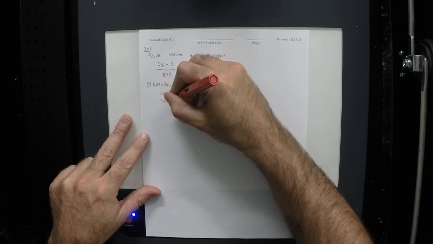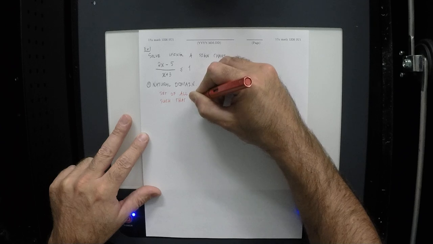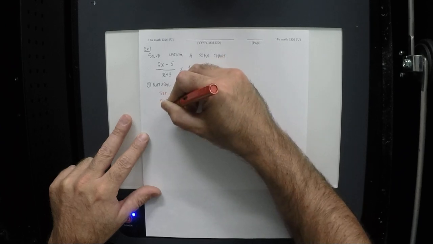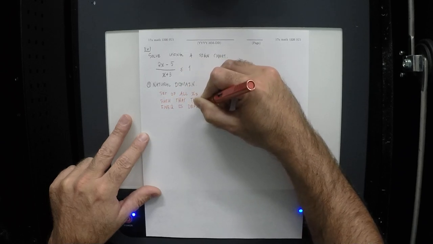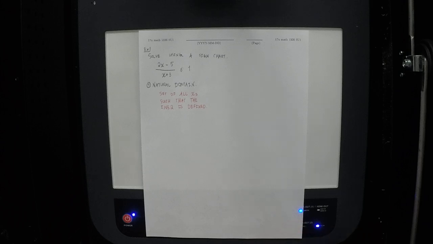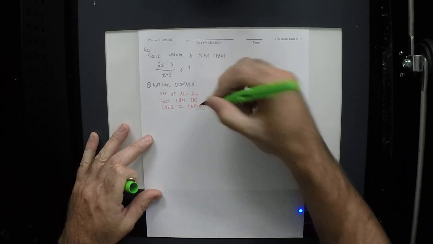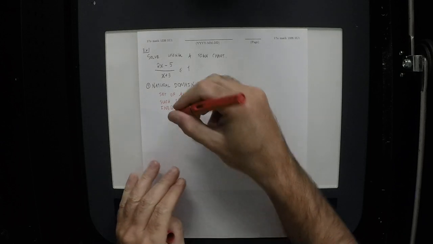such that the inequality is defined. Now, I'm going to underline defined. Because here's a few bits of terminology that high school instructors, not so much university instructors, but high school instructors very frequently do not get this part right. So I have a question.